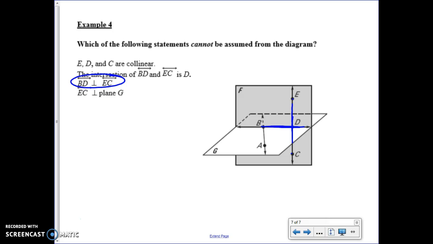Then EC is perpendicular to plane G. Well, plane G is this one right here. And that's that definition we just talked about. Unless we see that it's perpendicular to every line sitting inside that plane that meets at point D, we can't assume that either. So our last 2 statements are not statements that we can assume.